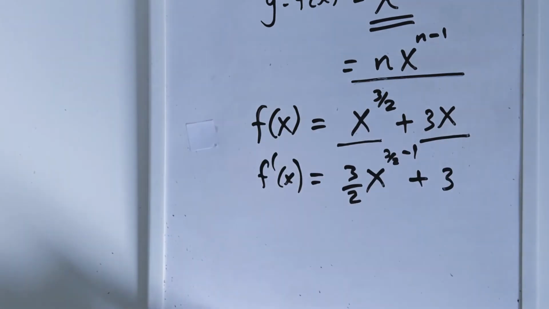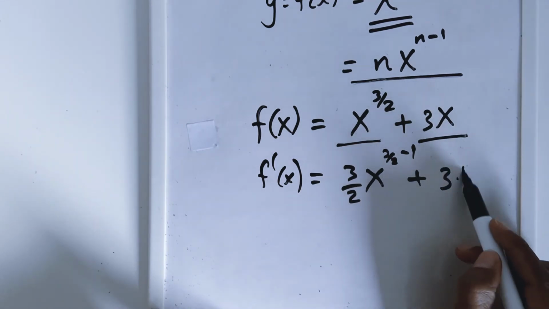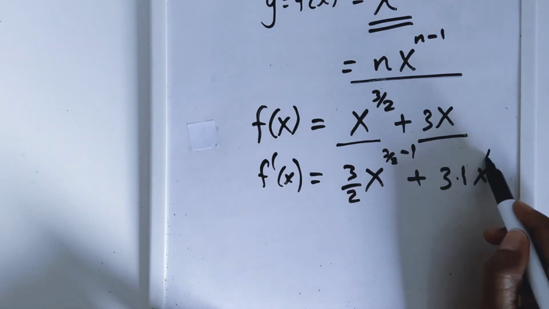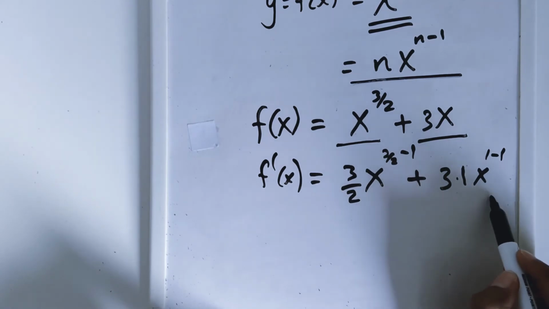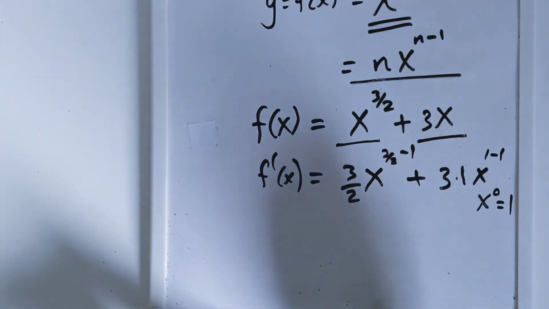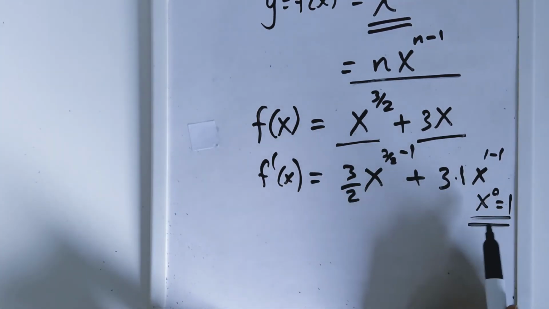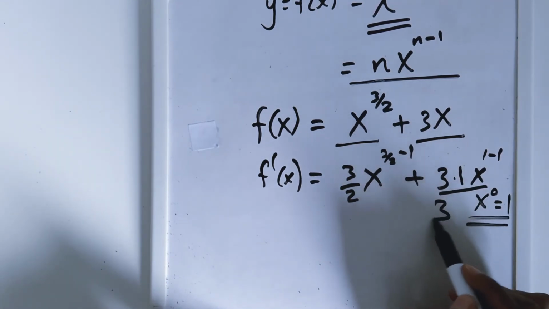In this case, x is to the power of 1. If you write it just x or x to the power of 1, it is the same. So when you bring the power down, it is 1 times 3 times x. But you reduce the power by 1. So 1 minus 1 is 0. x to the power of 0 is equal to 1. Any number to the power of 0 is 1. That is the rule. Any number to the power of 0 is always 1. So the whole of this just becomes 3.